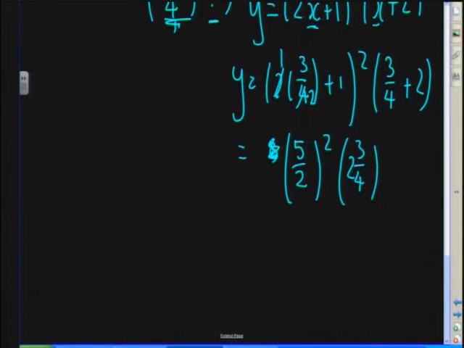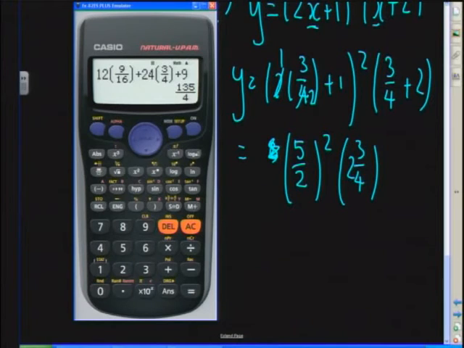All right, so we're just going to do that on the calculator, or you could obviously put everything on your calculator and just see what you end up with. So we've got 5 over 2, and we're going to square that. And then we're going to times it by 2 plus 3 over 4. And that's going to give me 275 over 16.